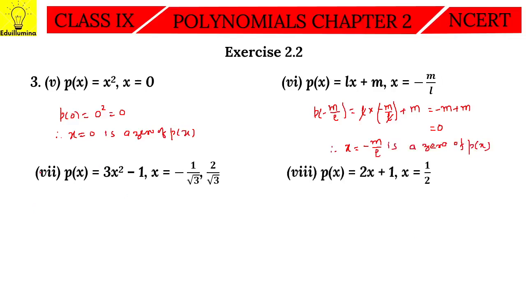So next is p of x equal to 3x square minus 1, and x equal to minus 1 upon root 3 and 2 upon root 3. So first of all we will put x equal to minus 1 upon root 3. So p of minus 1 upon root 3 is equal to 3 into minus 1 upon root 3 whole square minus 1. So 3 into minus 1 square is 1, and root 3 ka square is 3, minus 1. So 3 cancelled out, which is equal to 1 minus 1 equal to 0. So yes, x equal to minus 1 upon root 3 is a 0 of the given polynomial.